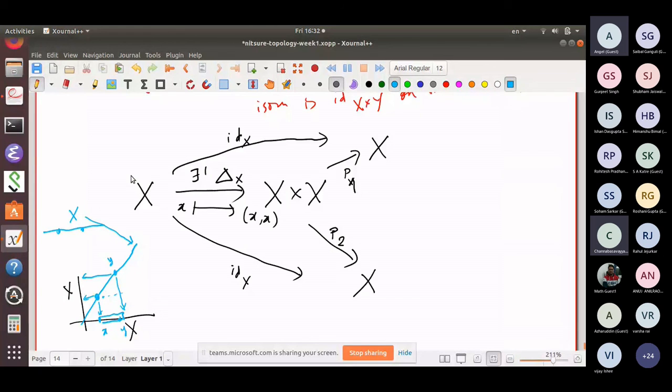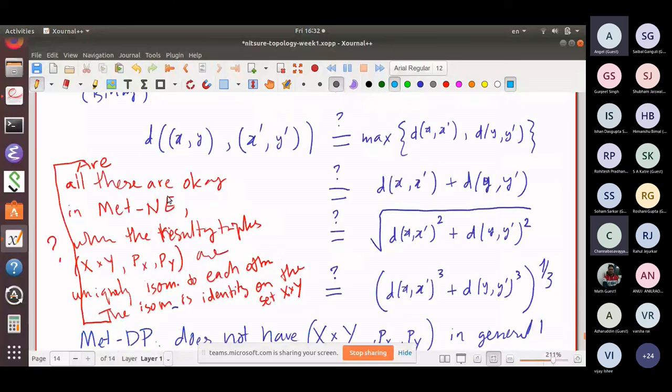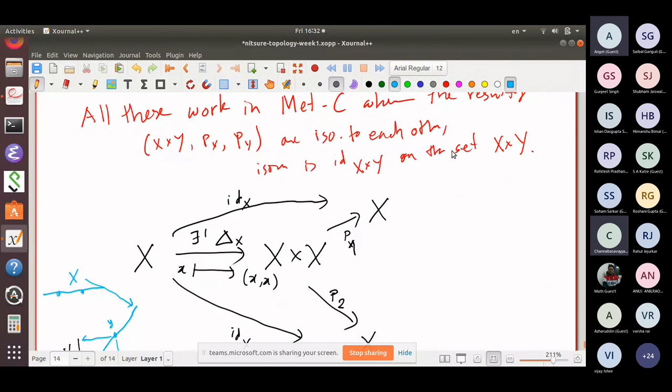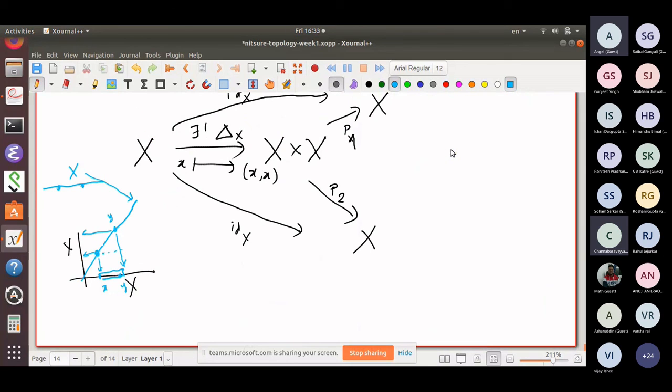So it seems to me that the only one which is working is the max one. This is the correct one. So that's why I have written question marks on all this. And are these okay is the question. So this seems to me okay. The others seem to give wrong answers. But in topological category, they are all equivalent and they are all okay.